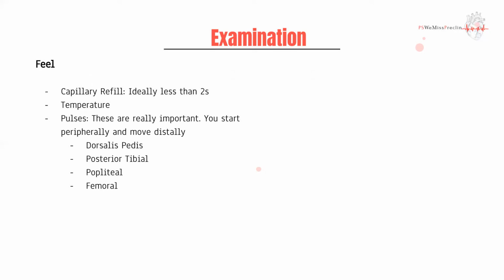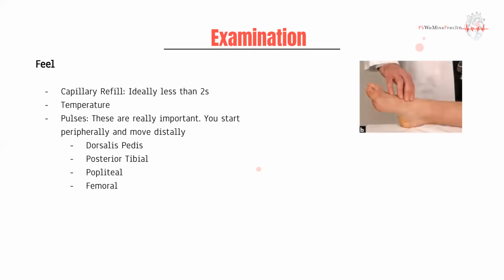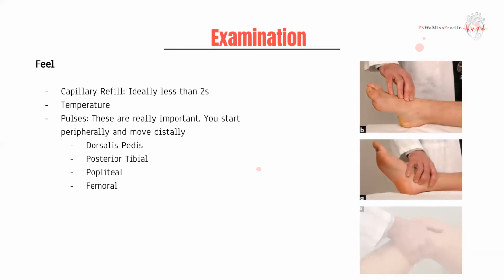So you always start distally and move proximally, starting off with the dorsalis pedis, which is between the first and the second metatarsal, then the posterior tibial behind the medial malleolus, the popliteal, and eventually the femoral. So that's the dorsalis pedis, the posterior tibial, and the popliteal.